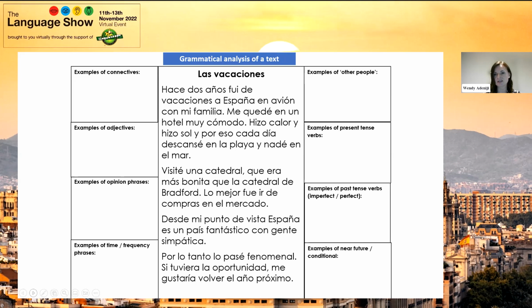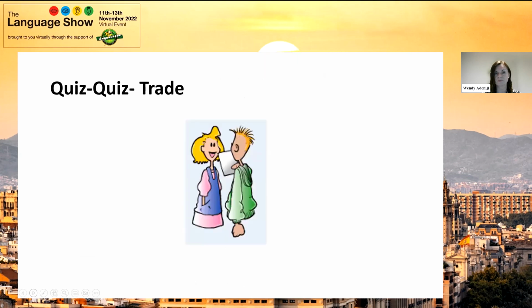I would particularly suggest the different tenses, but perhaps time phrases, opinion phrases, other people. So not when it's just in the I form, but in the he, she, they, we form, and so on. So this sort of highlights to them the important aspects of the text and shows that there's a level of variety in terms of grammatical structure.